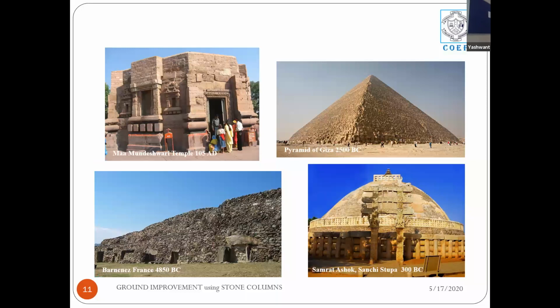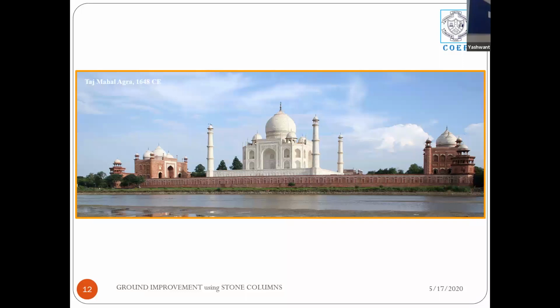And the oldest man-made structure is in France, that is Barnenez, and the famous Giza, and our own Samrat Ashok, who had constructed the Sanchi Stupa, still it is there, and the magnificent Taj Mahal. Now these are some of the structures, and still many more are there. All these structures are still standing there.